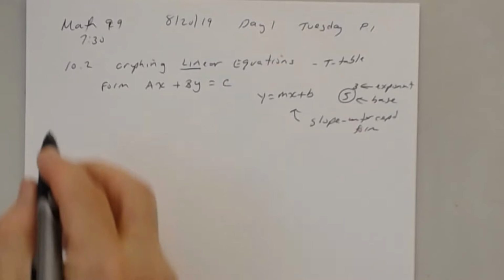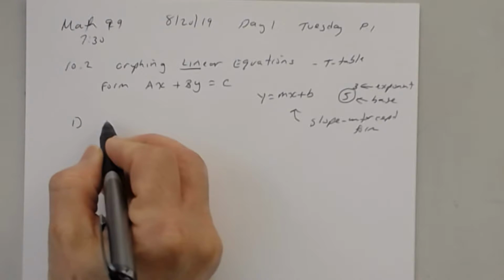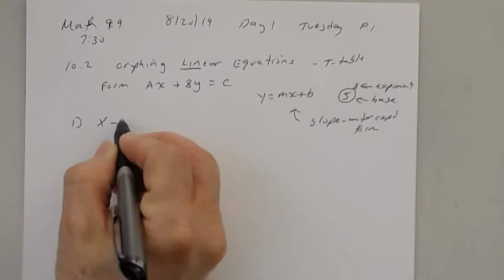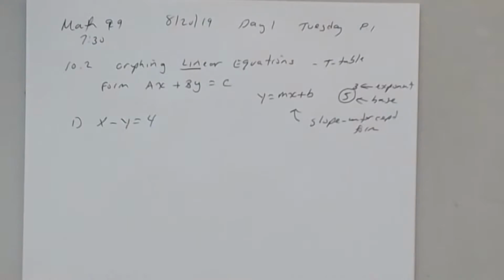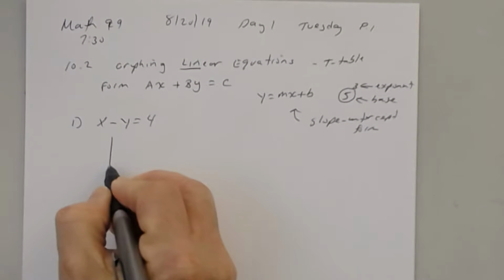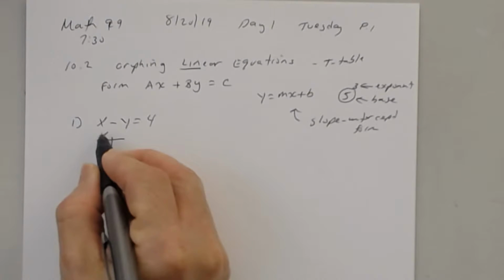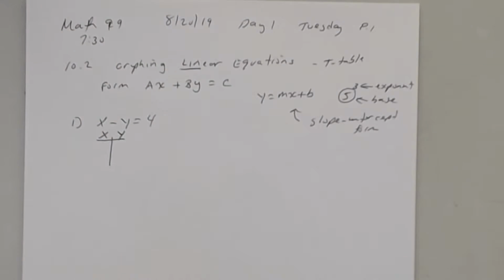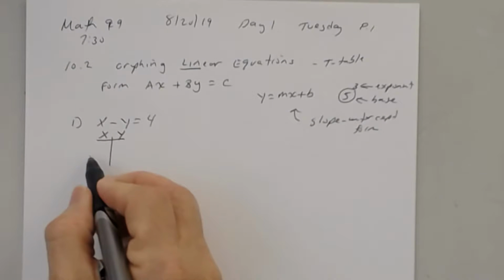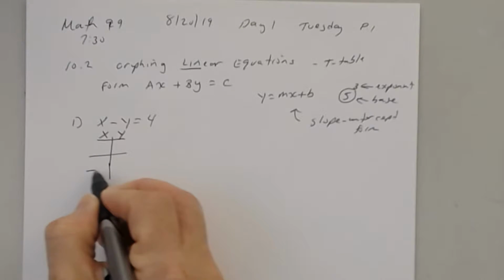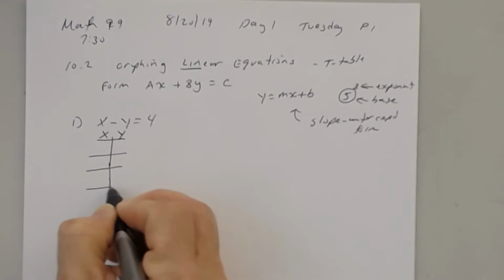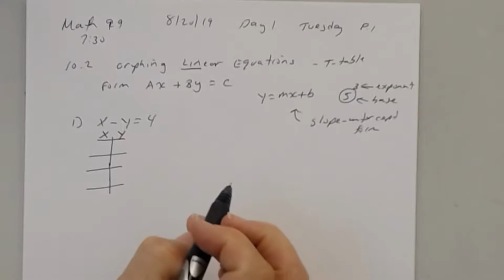So let's look at number 1. When we do number 1, where you have this linear equation, x minus y equals 4, in MyMathLab, they're going to give you a t-table. This is your x column, this is your y column. And they're going to give you some values for x and y. And it'll be 3 values.